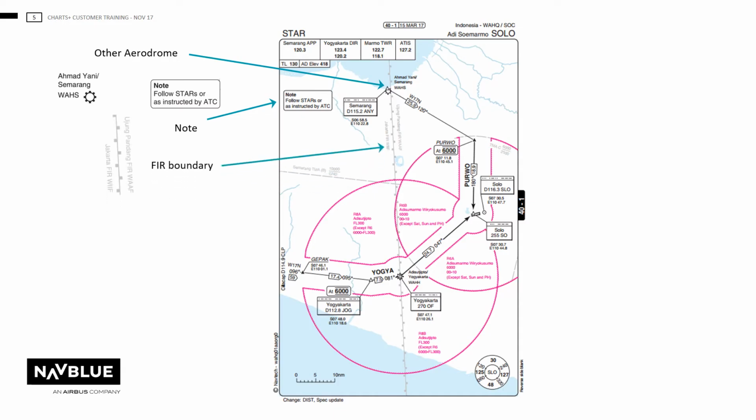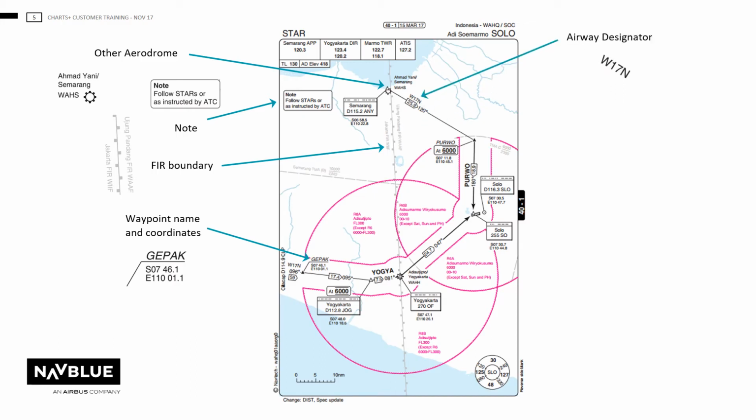The FIR boundary with the four-letter ICAO codes. Coordinates for each waypoint will be present on star charts. The airway designator, when required, to clarify when an airway joins a star or arrival route. The star designator to be shown along a segment of that procedure.